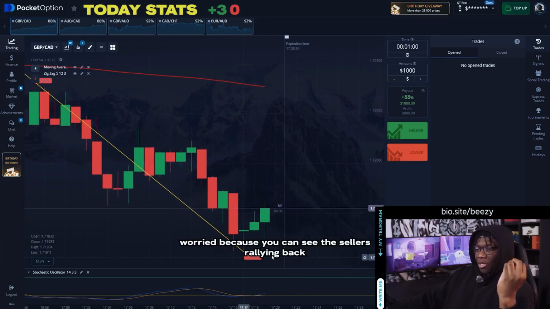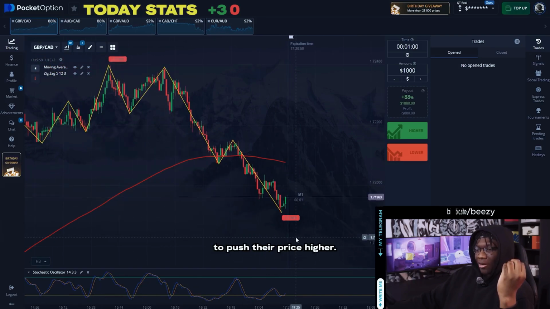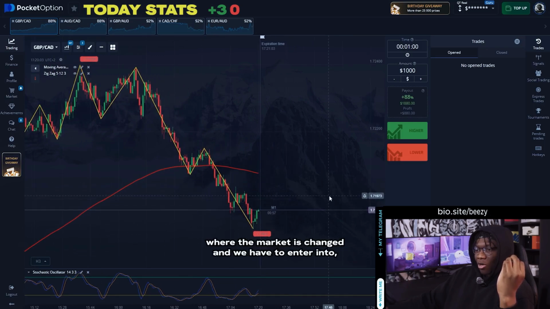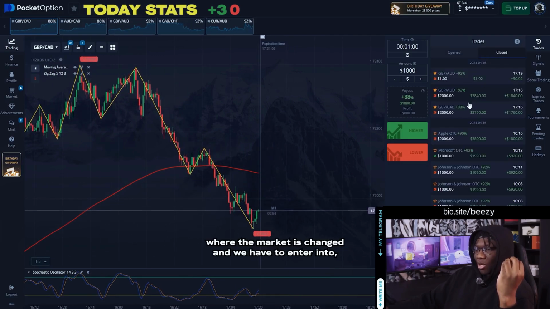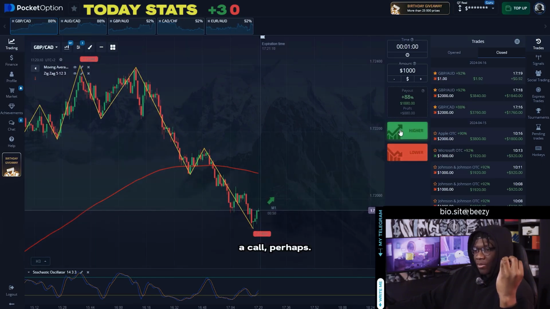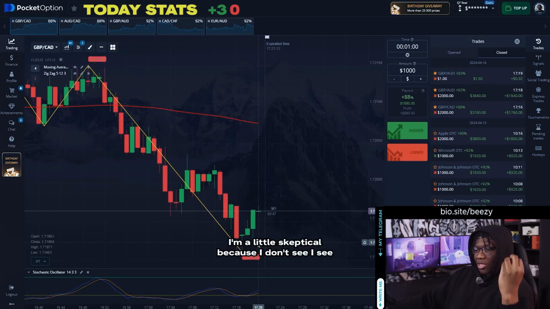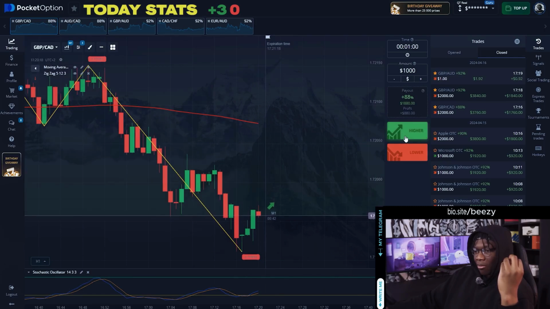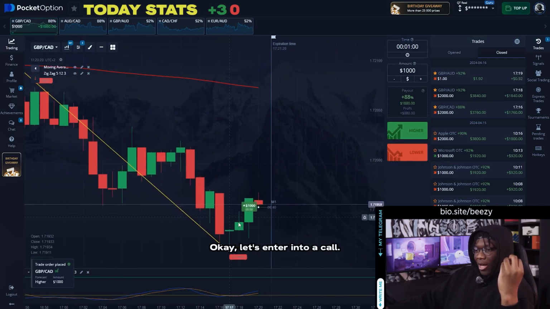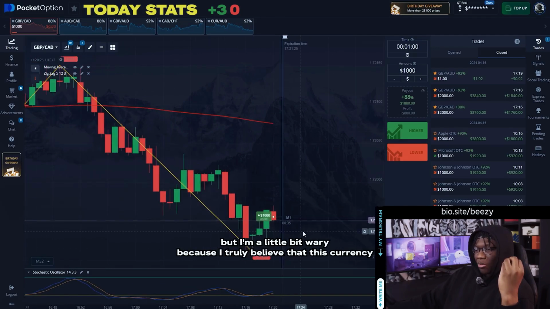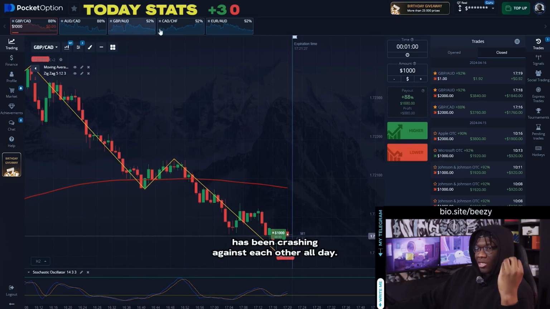But I'm a little worried because you can see the sellers rallying back to push that price higher. And this might be a situation where the market has changed and we have to enter into a call perhaps. I'm a little skeptical because I see a very good candle to begin with. Okay, let's enter into a call. I like the strength of this candle, but I'm a little bit worried because I truly believe that this currency has been crashing against each other all day.